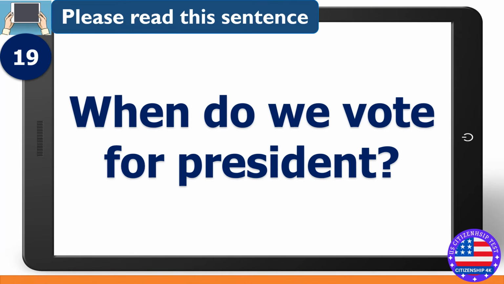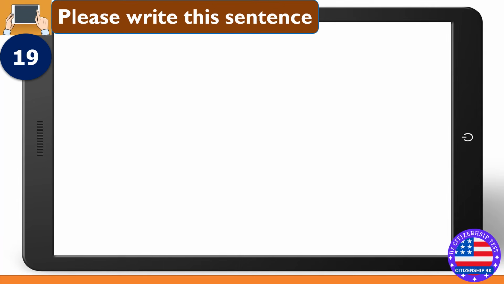Please read this sentence. When do we vote for president? Please write this sentence. We vote for the president in November.